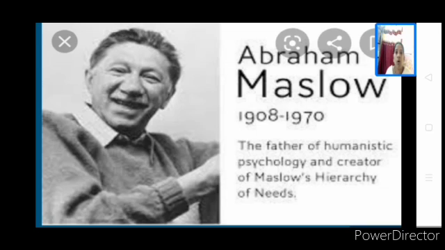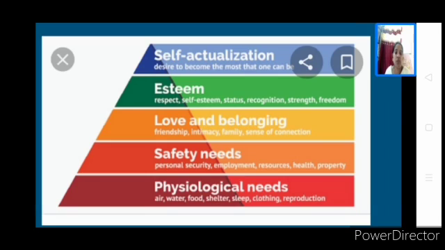Abraham Maslow is a humanistic psychologist and the creator of Maslow's hierarchy of needs theory. As per him, there are 5 types of needs. When you consider a human being, he will have 5 different types of needs, and the priority will be in hierarchical levels, one after another, starting from the bottom. The basic need of a human being will be physiological needs.